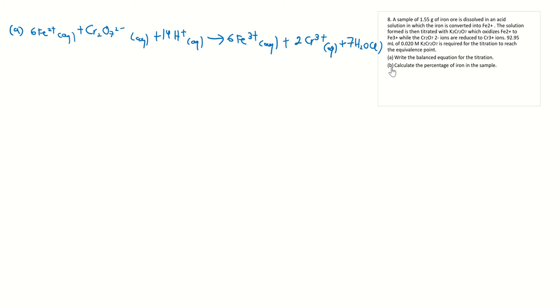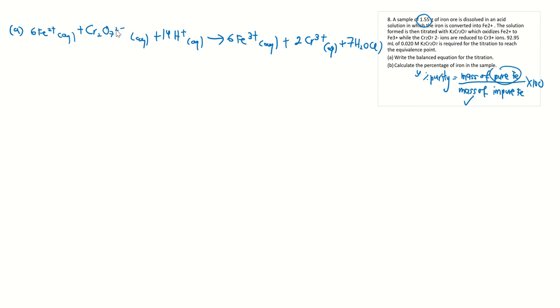Next, for question B, calculate the percentage of iron. That means you have to calculate percentage purity. What is the formula of percentage purity? It is mass of pure iron over mass of impure iron times 100. In the question the mass of impure iron is already given, so now you need to find the mass of pure iron by doing stoichiometry.